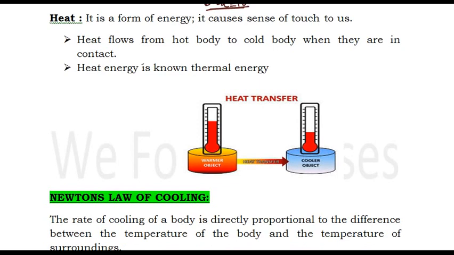Now we'll be discussing heat. So what is heat? Heat is a form of energy. Generally it causes the sense of touch to us. It's a simple layman definition that is what is required for us. And the important property of heat is that heat flows from a hot body to a cold body when they are in contact. Generally, heat flows from a hot body to a cold body, not from a cold body to a hot body. This is the important thing we need to note down. And generally, heat energy is known as thermal energy.